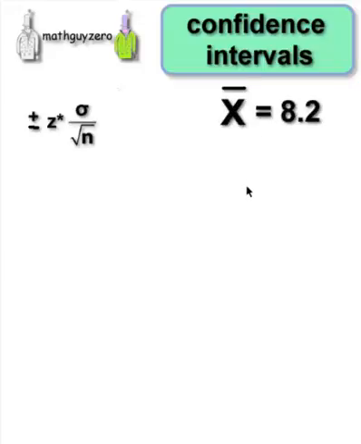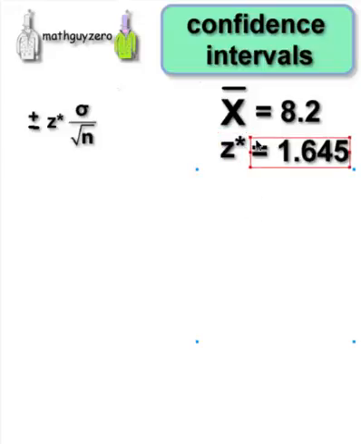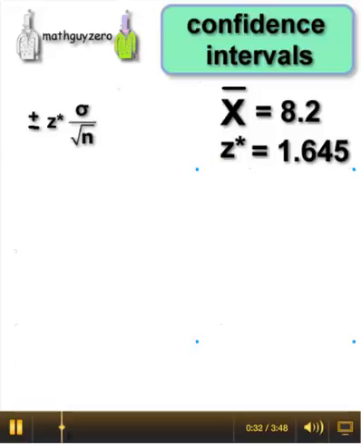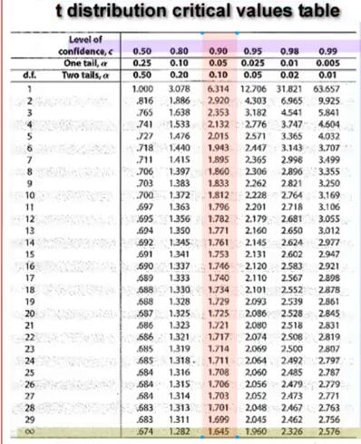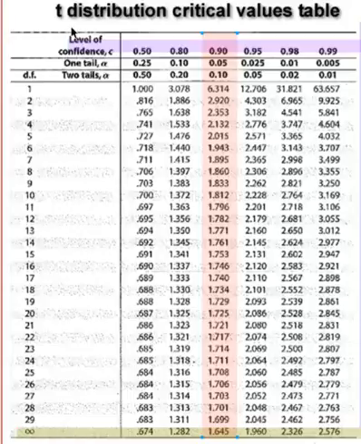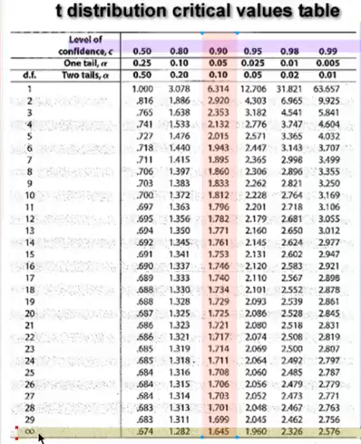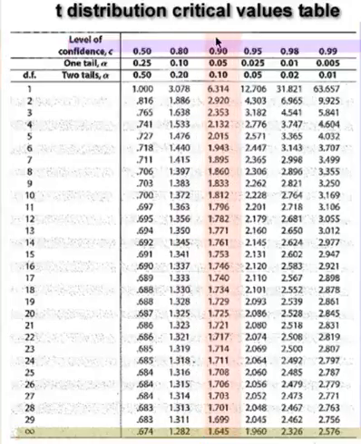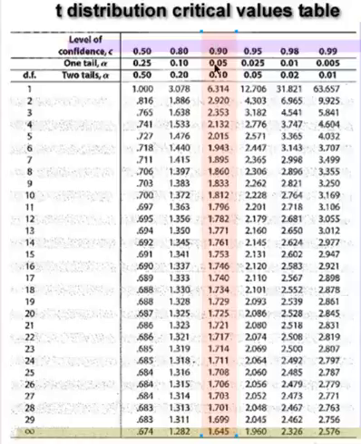Now let's go ahead and get the data out of there. The mean from this problem is 8.2. The Z star is 1.645. Let's go ahead and double check that in our Z table. To find out where these critical values are, you go to the T table. You go all the way down to the infinity degrees of freedom row, and the 90% confidence level is right here. So at 90% confidence, you take it all the way down to the Z level, and it's 1.645.